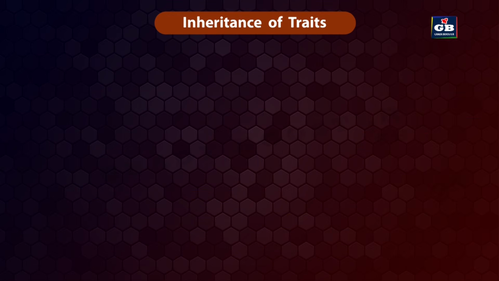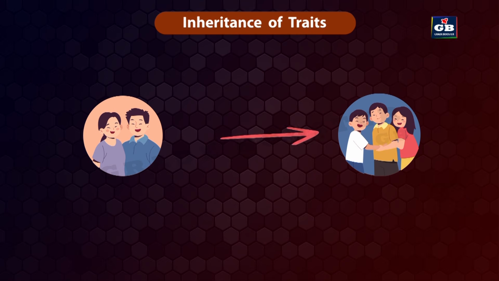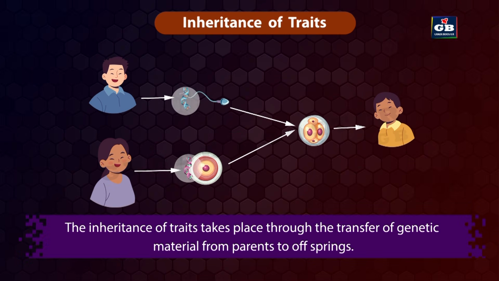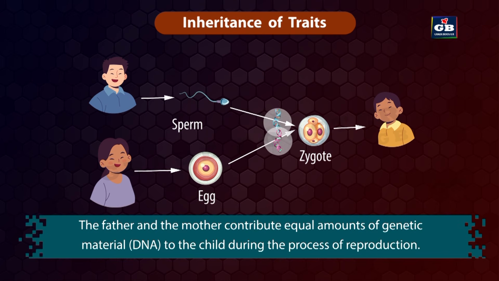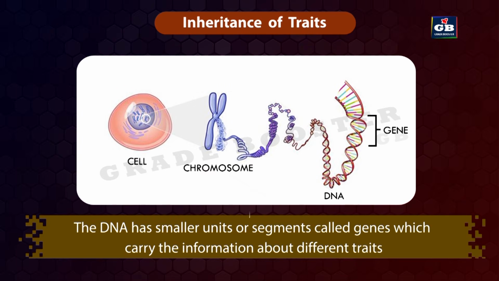Rules for the inheritance of traits. Now let us understand how the traits pass from generation to generation. The inheritance of traits takes place through the transfer of genetic material from parents to offspring. The father and the mother contribute equal amounts of genetic material or DNA to the child during the process of reproduction. The DNA has smaller units or segments called genes which carry the information about different traits.